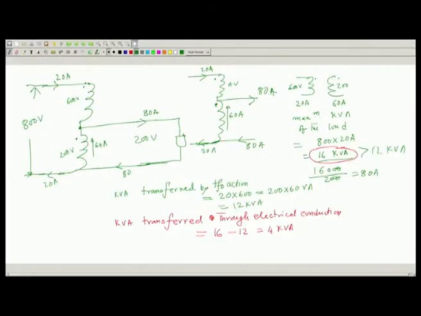In our last class, as you know, we were discussing how a two winding transformer can also be connected as an auto transformer, and for some interesting connections, how to calculate the distribution of current in several windings.